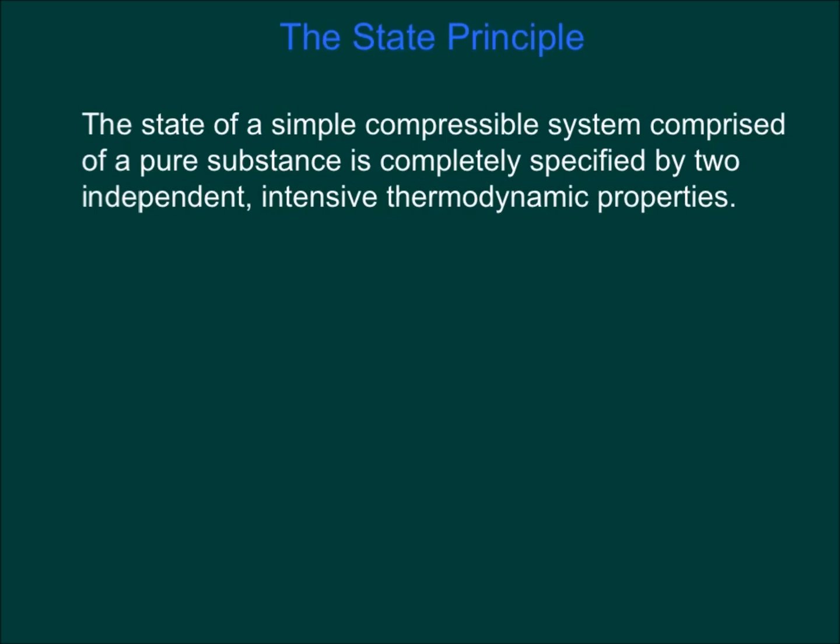So we had a previous lesson objective where we discussed the simple compressible system and the pure substance. Now we say it can be specified by two independent intensive thermodynamic properties. Intensive we talked about before. You could have as an intensive property pressure, temperature, specific volume, specific internal energy, or specific enthalpy.